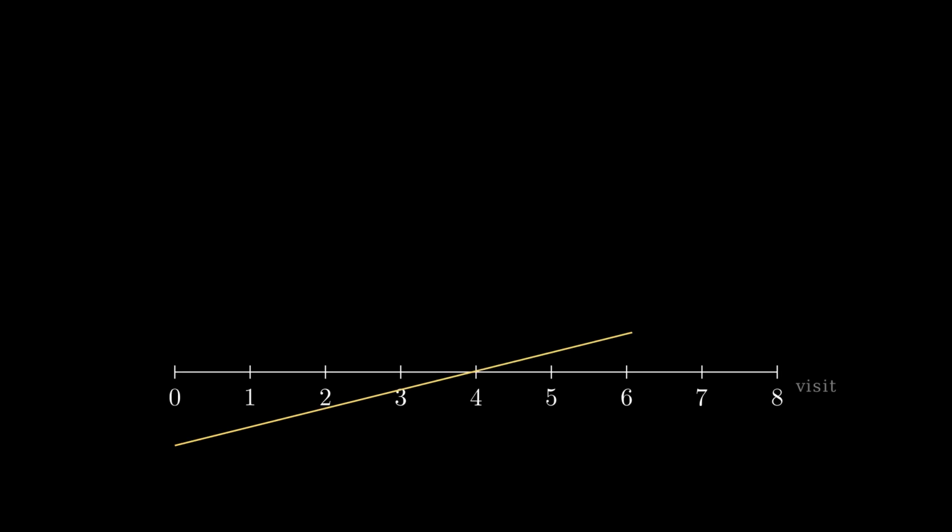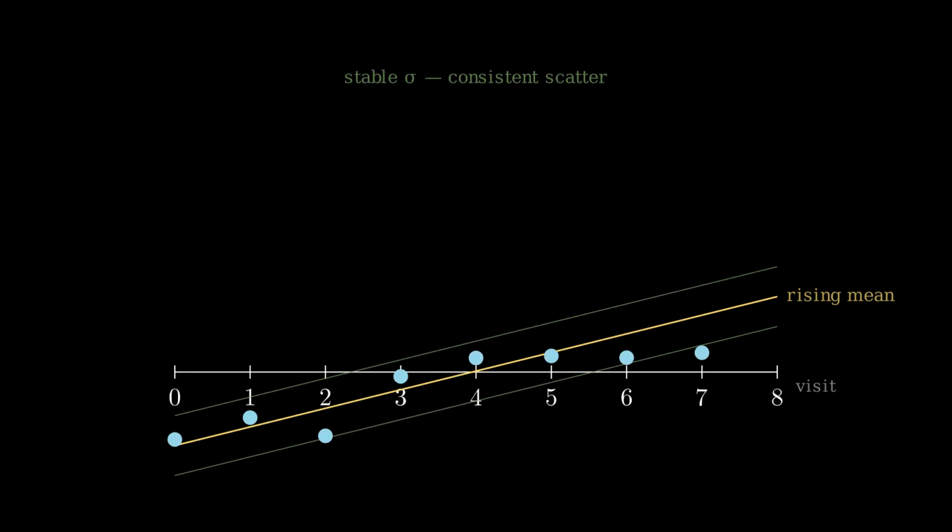Standard deviation is not sensitive to a shifting mean. A patient whose average value is rising can maintain a stable standard deviation throughout. A small standard deviation describes consistent fluctuations around the current mean. It does not flag a trend that carries the mean outside the reference range.